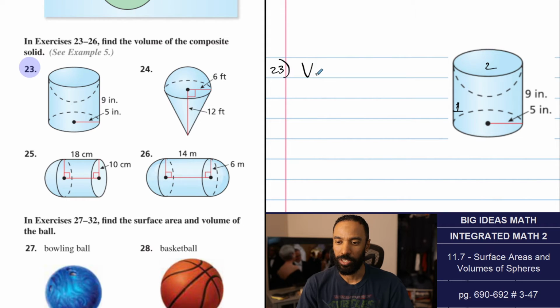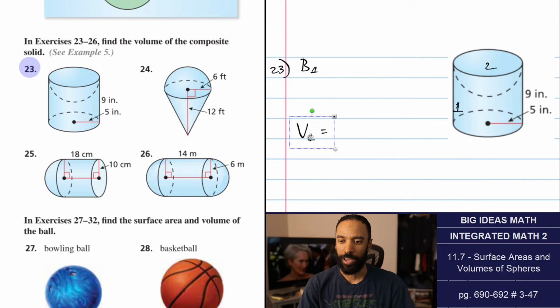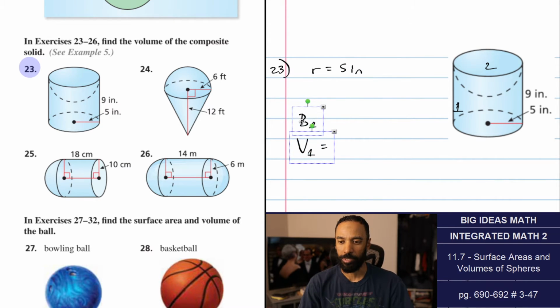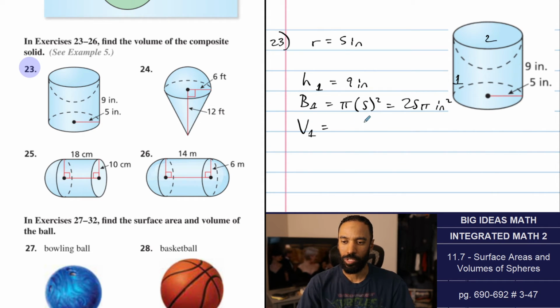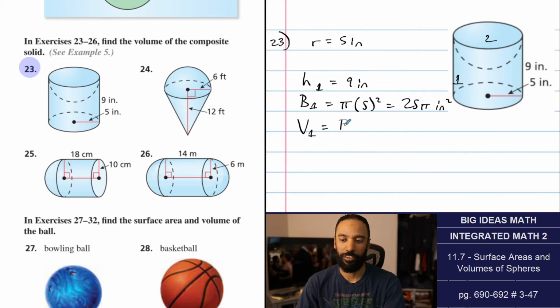So the volume of this cylinder, object 1, is area of base times height. Let me just write everything. The radius as an overall, y'all, is 5 inches. That's the radius for the cylinder as well as the hemisphere. Now the height of object 1 is 9 inches. So these are the two parts that we need. The area of the base is pi times the radius squared, 25 pi square inches. And the height goes in with the volume.